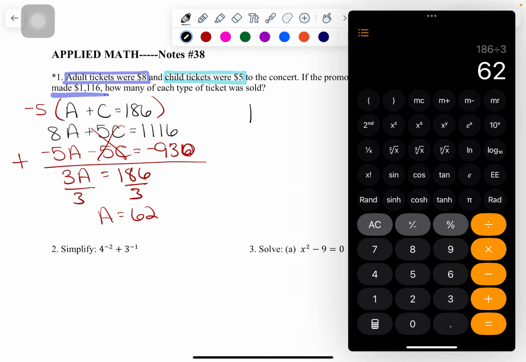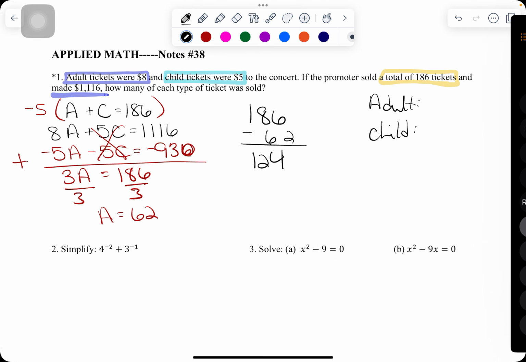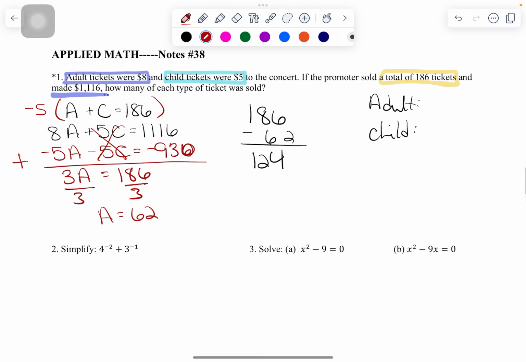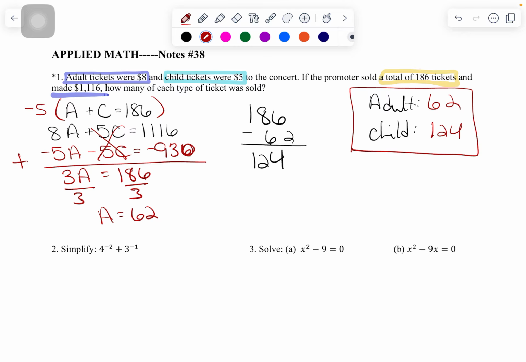So that's going to be taking the total of 186 minus the adult tickets. So 186 minus 62, all right, 124 tickets. And let's see if I can get the calculator to disappear. I can. All right, so adult tickets, 62 were sold, and child tickets, 124 were sold. All right, so that was a topic that we've talked about.